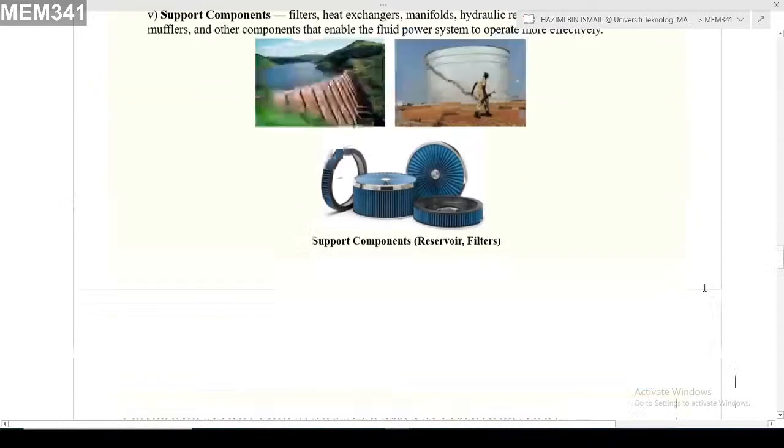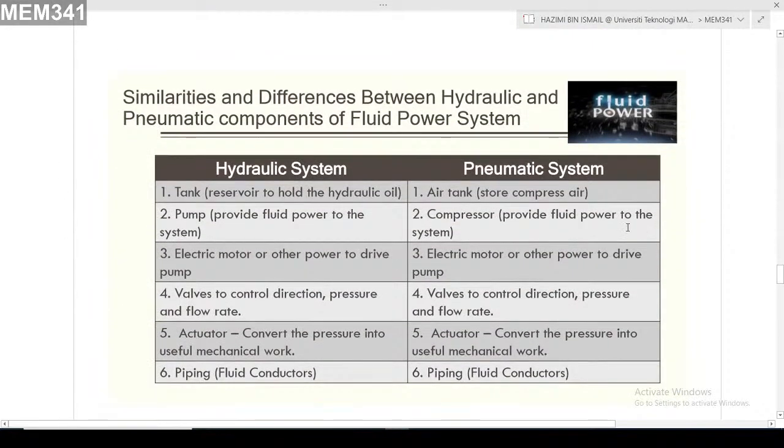Okay, now we check: what are the similarities and differences between hydraulic and pneumatic components? This is the similarity. In the hydraulic system, we use a tank reservoir to hold the hydraulic oil. But in the pneumatic system, we use an air tank. Hydraulic uses liquid, pneumatic uses air.